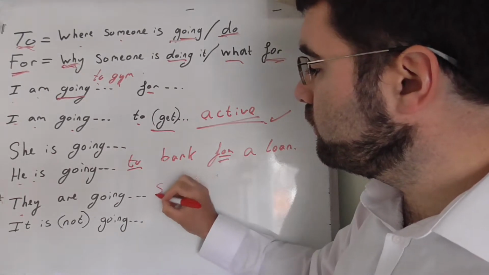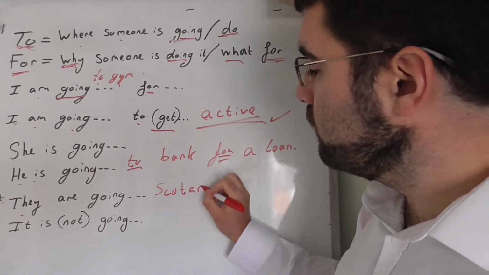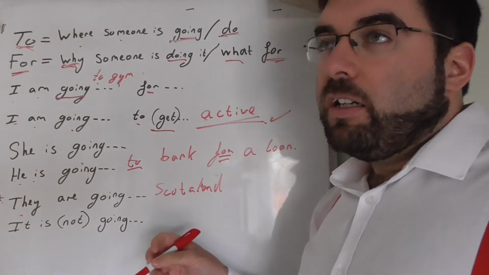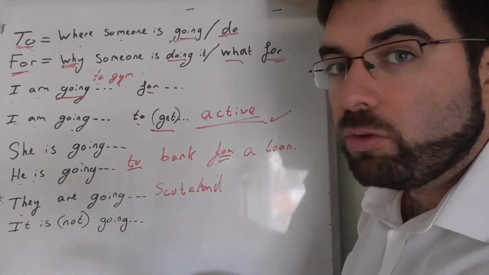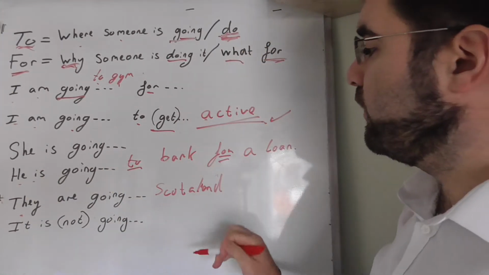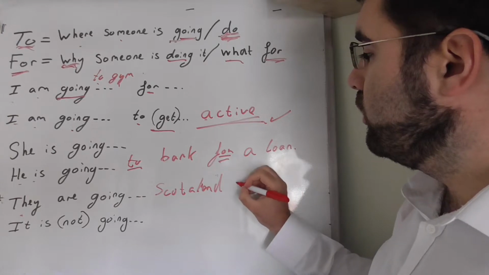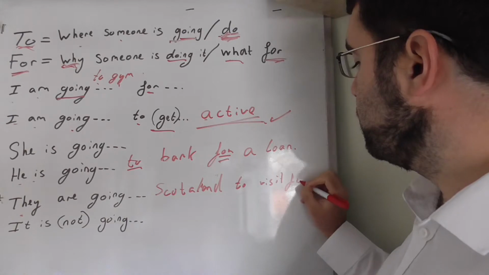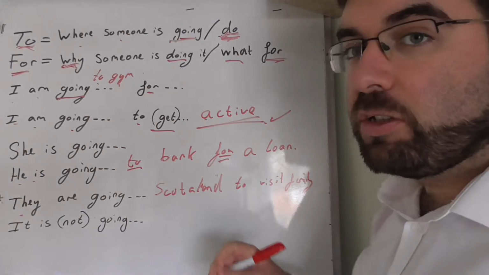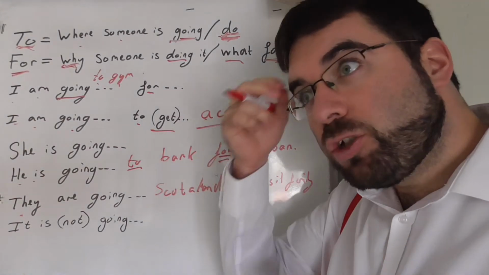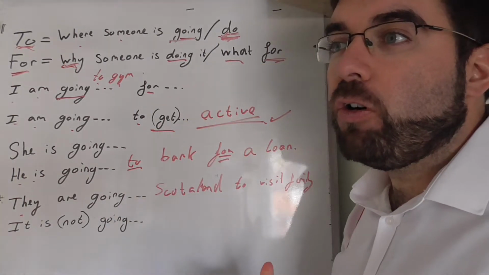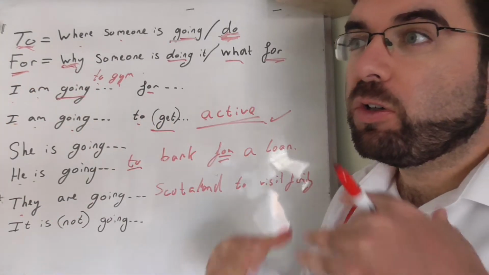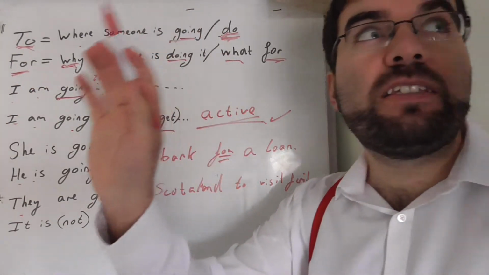They're going to Scotland. Let's say going to Scotland to do something: to visit family. I am going to Scotland for the journey, for the drive, for the adventure. I'm going to Scotland to see things.